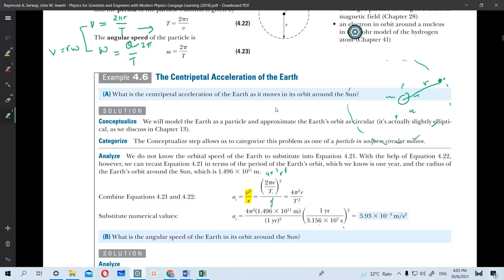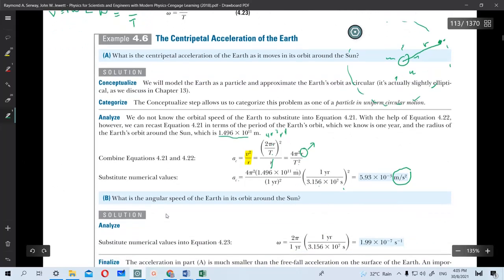Now, just substitute. However, you might ask, where do I get R? R is usually given in the exam. Don't memorize it. In this case, they have given you the value 1.496 times 10 to the power of 11 meters. So, simplified, notice that this is acceleration, so the unit is meters per second squared.